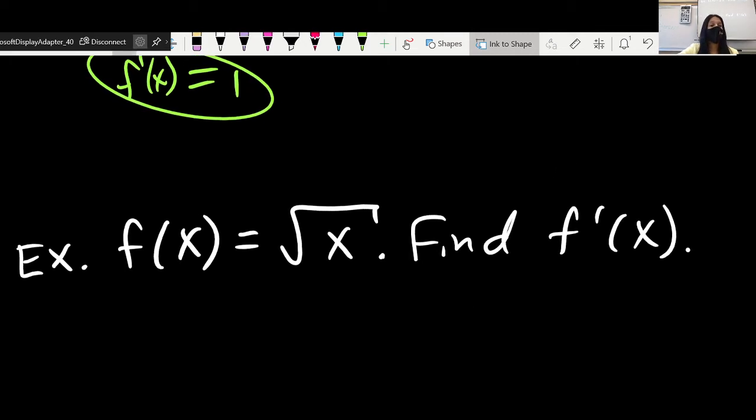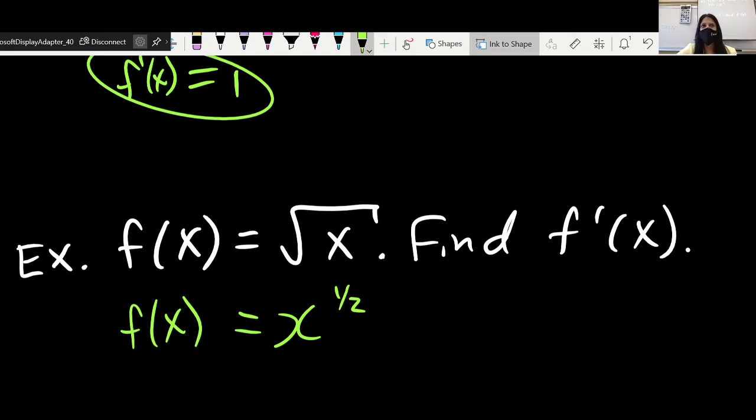Okay, here's another one that's a little bit weird. I've purposely chosen some weird ones, but don't let that throw you off. We're still going to do the same approach. Can I write root x with an exponent? So this is just f of x. What's root x written in a different form? X to the power of a half.